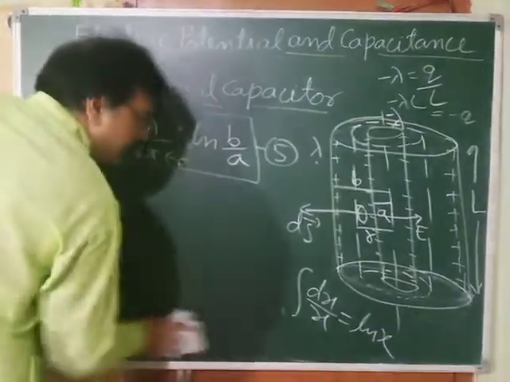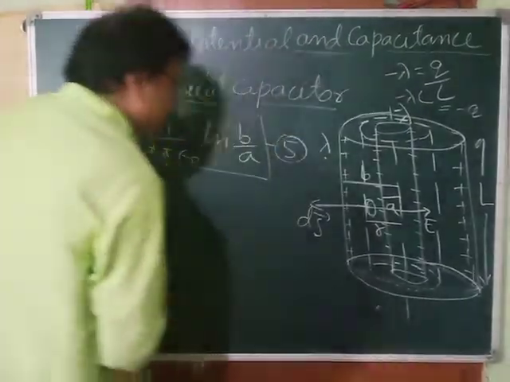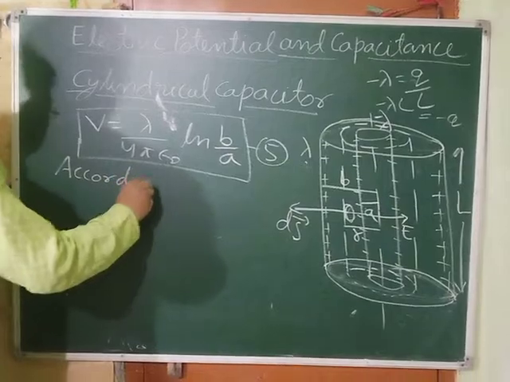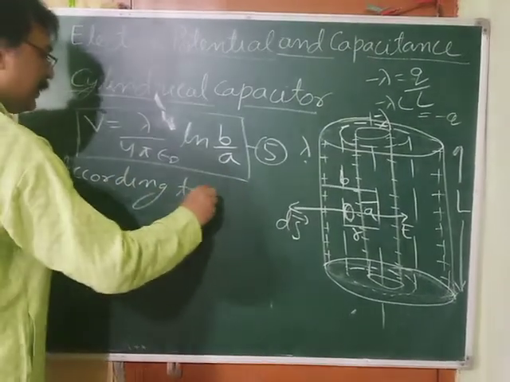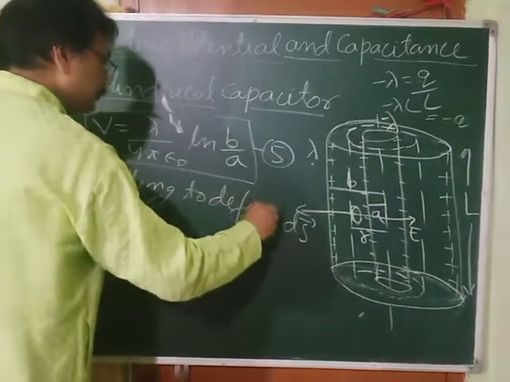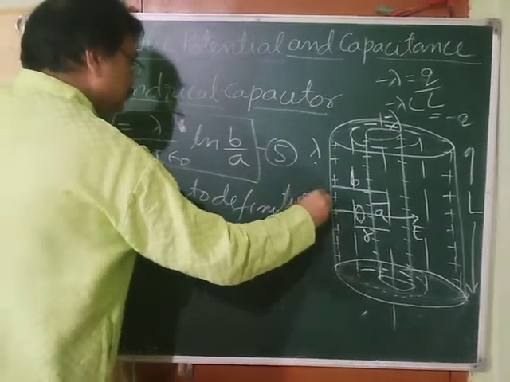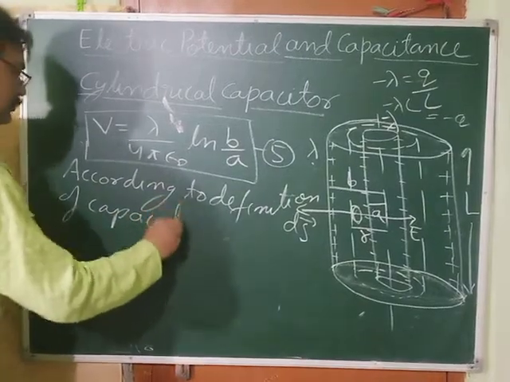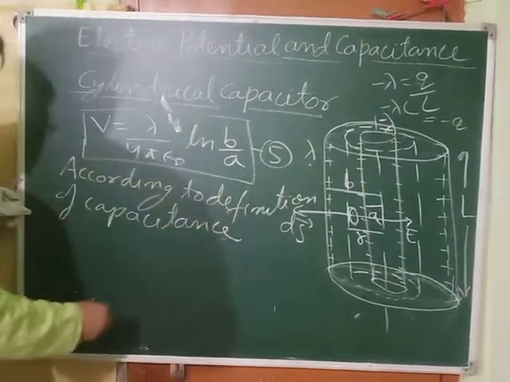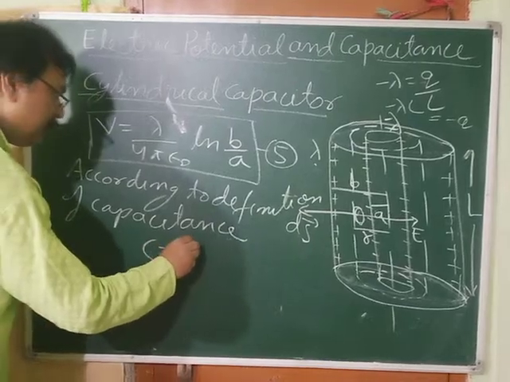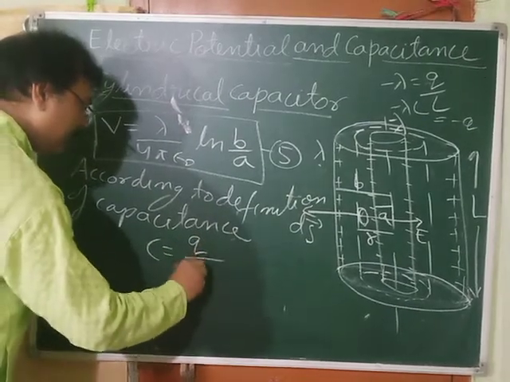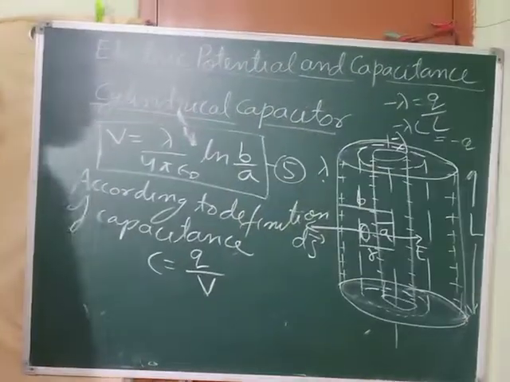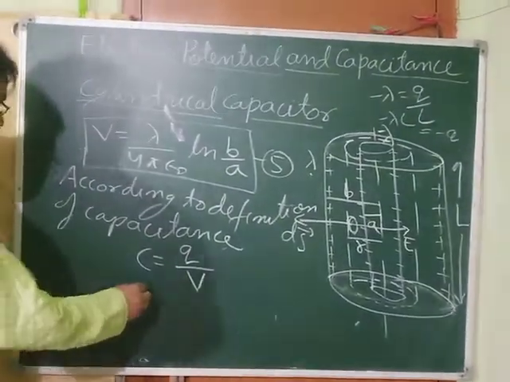Now, according to the definition of capacitance, what will we get? C is equal to Q upon V. So here we can put the value of V. Let's see what we get.